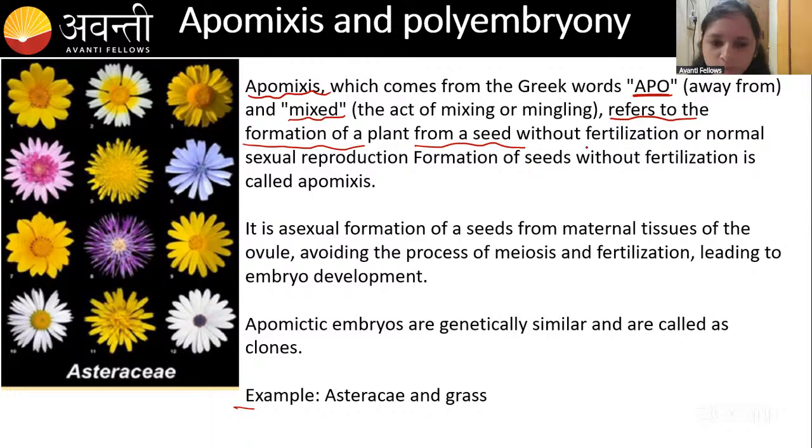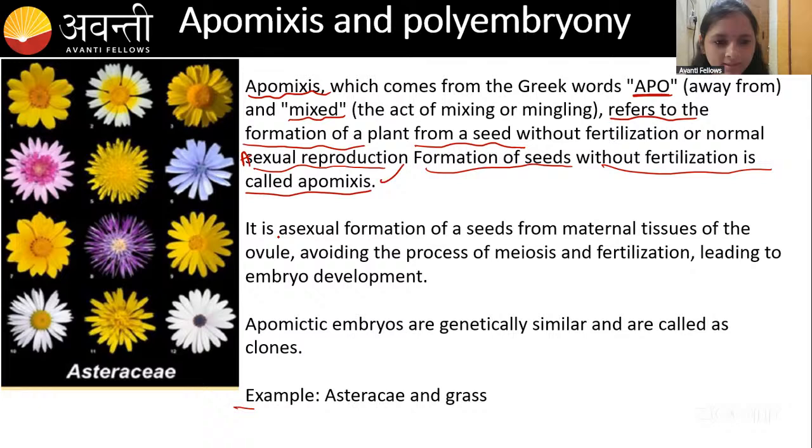Seed without fertilization. It is asexual, not sexual. Normal asexual reproduction, formation of the seed without fertilization, is called apomixis. It is an asexual reproduction that leads to the formation of the seed. That is only a single line, guys. You can remember it. Then let us study.